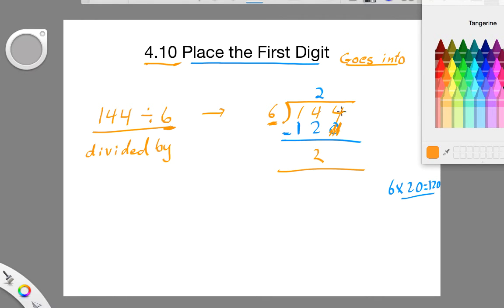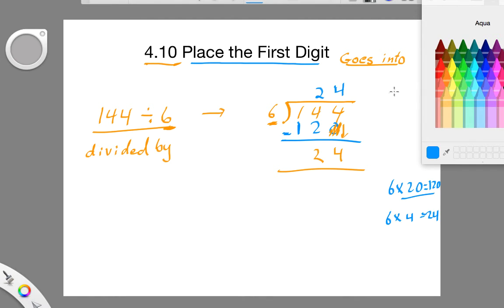And then you have to bring down your 4, which I would have done if I had just plain subtracted. Now we need to see how many times does 6 go into 24. Well, that's pretty easy. That's just a simple multiplication problem. 6 times 4 is 24. So we're going to put 4 up here. 6 goes into 24 4 times, and we're going to put it up here in the ones place.